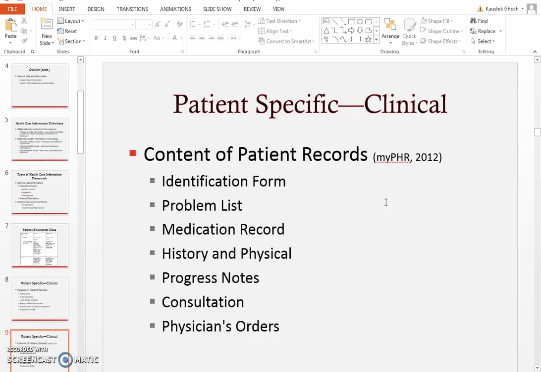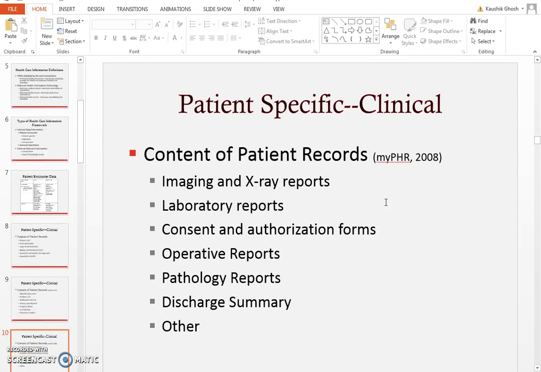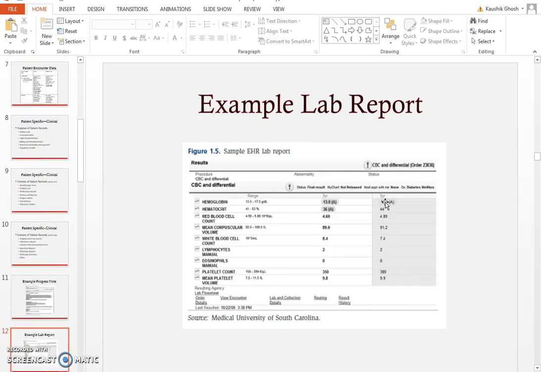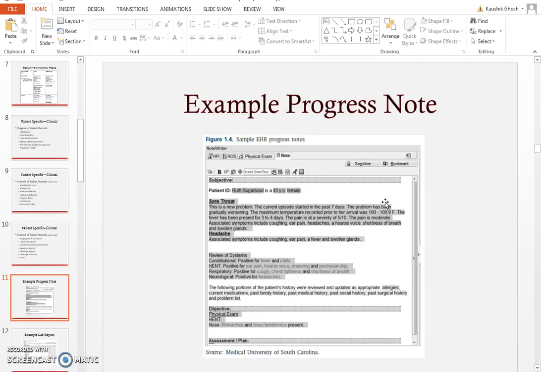These are the basic contents of patient records, the electronic medical records that I was talking about: identification, the medical history of the patient, the medication record, the progress, what type of consultation the patient had, what happened, and what the outcome of the consultation was. It also includes lab reports, X-ray reports, and pathology reports. And this is an example screenshot of a typical electronic health record, or EHR, that a care provider such as a physician or nurse has to enter after a patient visit.